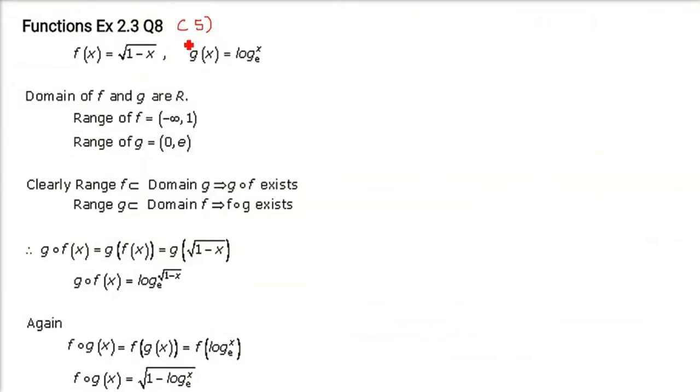This is question number 5 in various editions. It is question number 8. Here we have f(x) as under root 1 minus x and g(x) as log x. These are two real functions. Then describe the functions fog and gof, that is, f of g(x) and g of f(x). So this is f(x) equals under root 1 minus x.